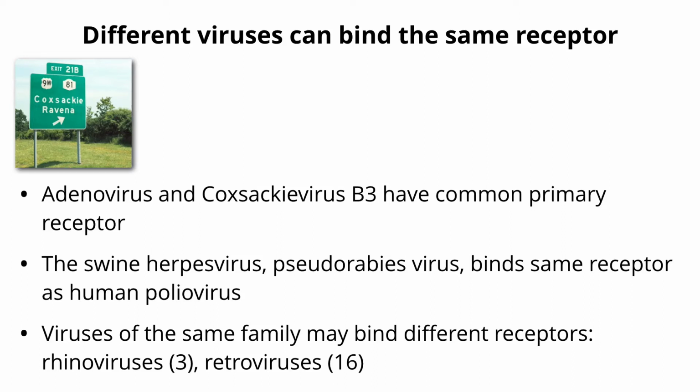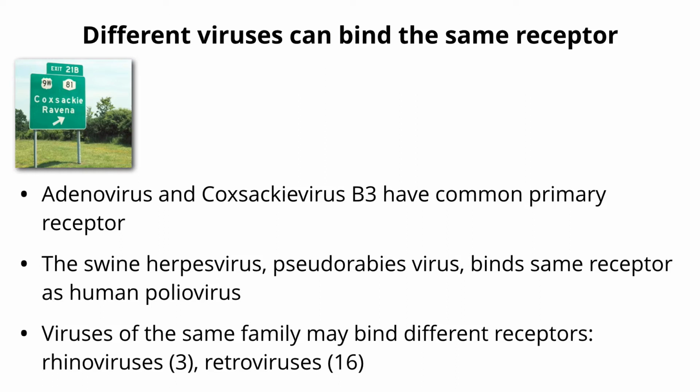Coxsackie virus, as you might guess, is named after Coxsackie, New York, exit 21B on the New York State Thruway. The virus was isolated there in the 50s, and it was named after the town. And I took that picture driving by, holding the camera in one hand. I always wanted a picture to show you guys in my lectures, and there it is.